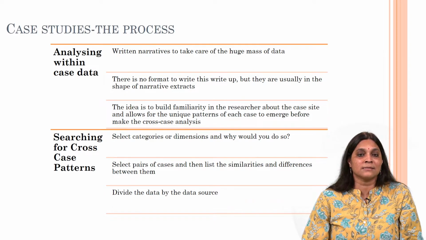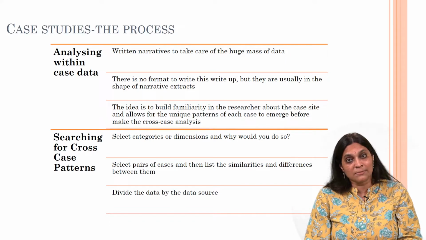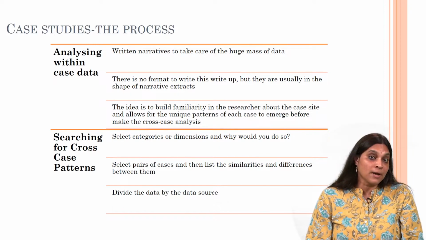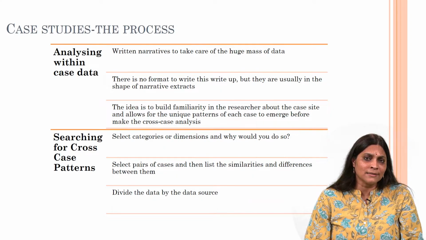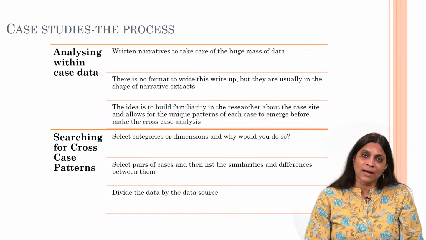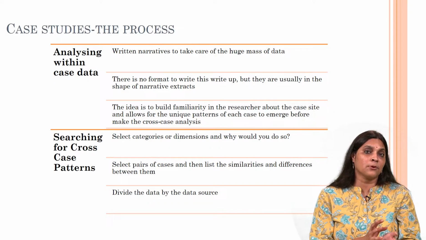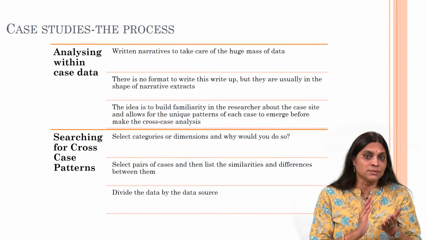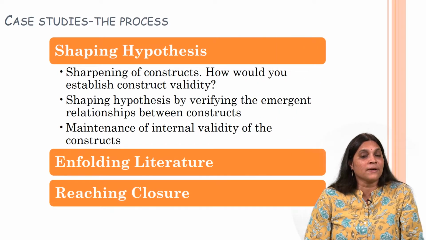Then you select pairs of cases and list the similarities and differences between them. This is at the heart of cross case patterns. The idea of cross case patterns is that you notice similarities and, very importantly, you notice differences between the cases. You can also divide the data by the data source. This is also one way to do cross case analysis. And how would you divide the data by the data source? You would look at information that you receive from the interviews, information that you receive from observations, information that you receive from focus group discussions, etc.